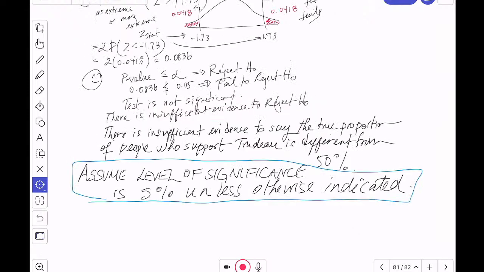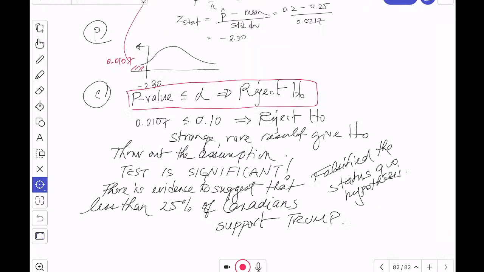Okay, so what I did in the conclusion is I said, there is insufficient evidence to say the true proportion of people with is different. And then here I said there is evidence to suggest that. I could say insufficient or sufficient, I can add the word sufficient here. So one is rejecting and one is failing to reject. We never say accept.